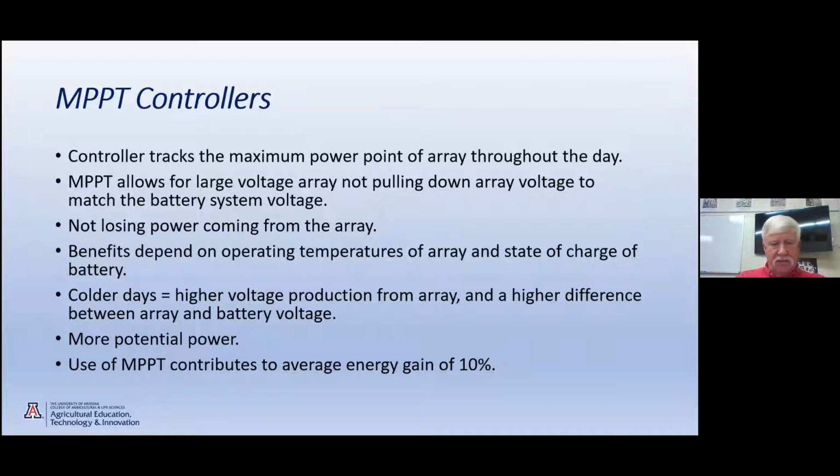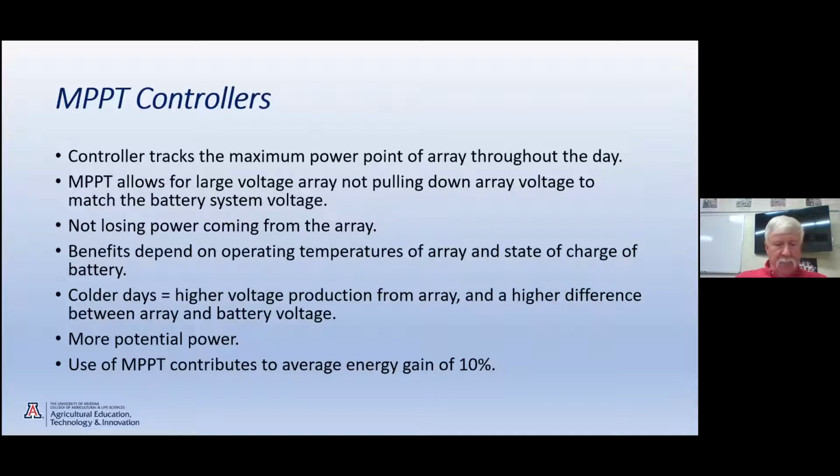So the benefits depend on the operating temperature of the array and the state of charge of the battery. We know that on colder days we can get higher voltage production from our solar array, and that means there's a higher difference between the array and battery voltage. The MPPT realizes that, and we can capture and use more of that voltage, where the PWM doesn't allow us to do so. So we get more potential power out of it.